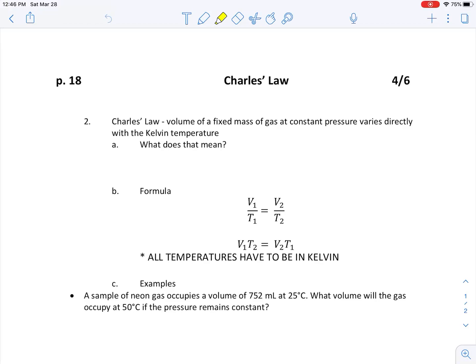Hey students, welcome back. Today is our third day of notes that we're taking, if you will, if we're keeping track. This is Charles' Law.